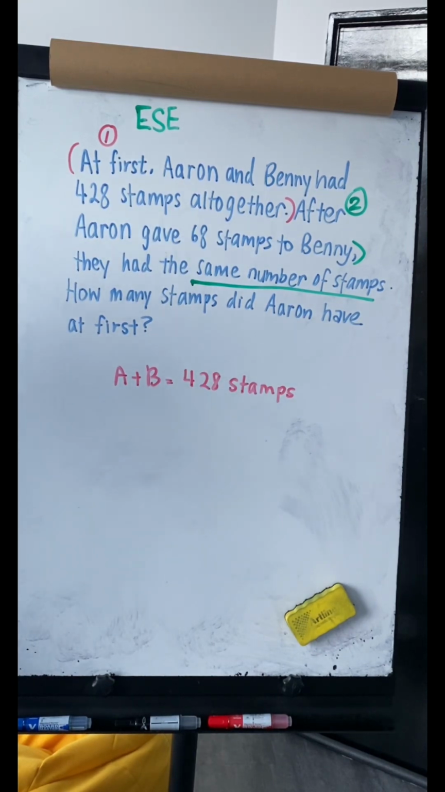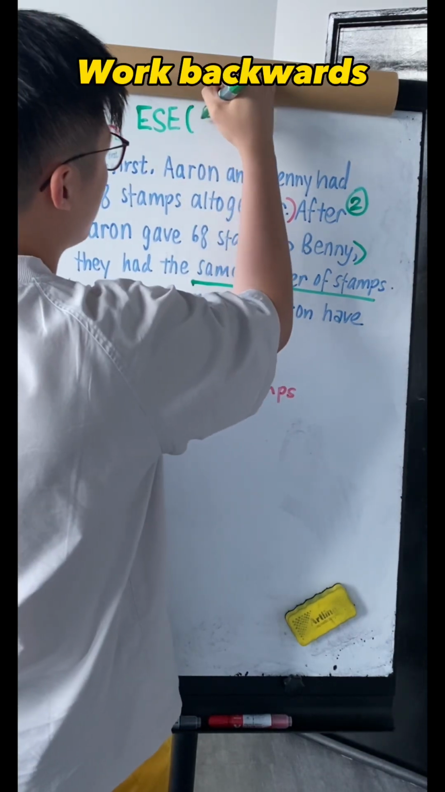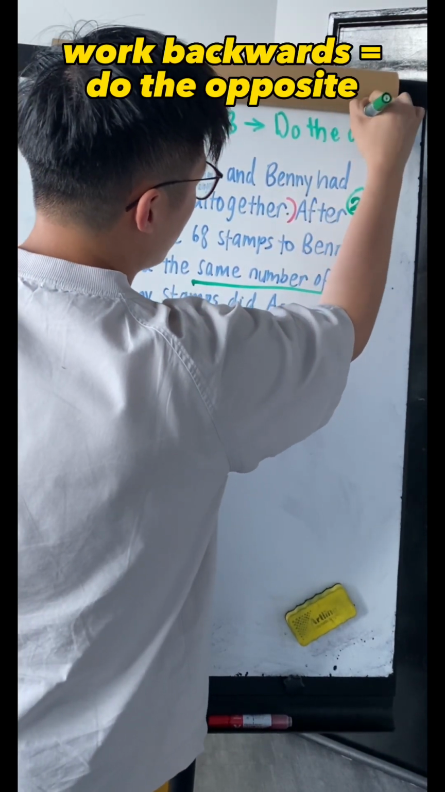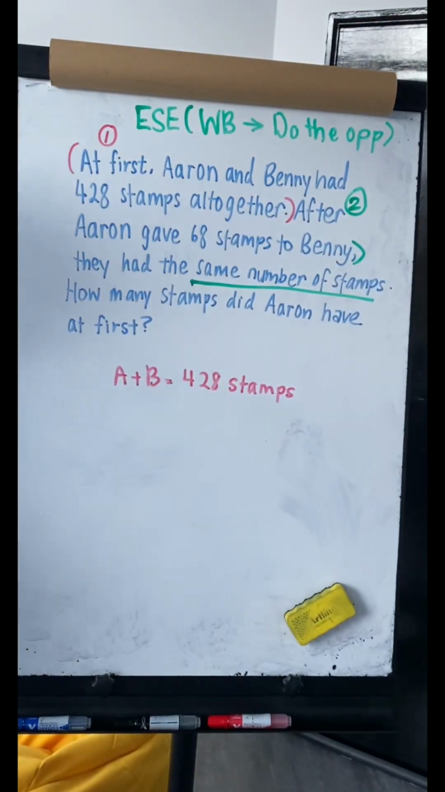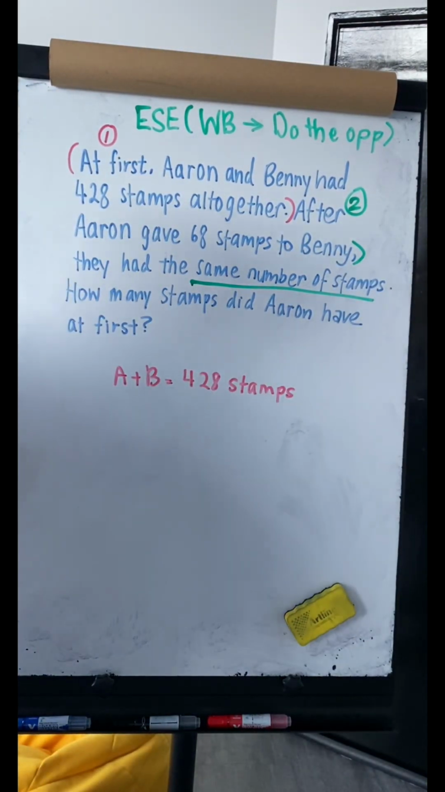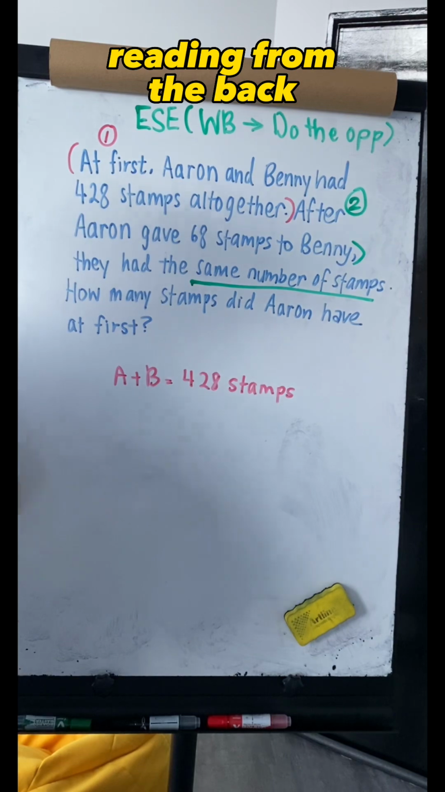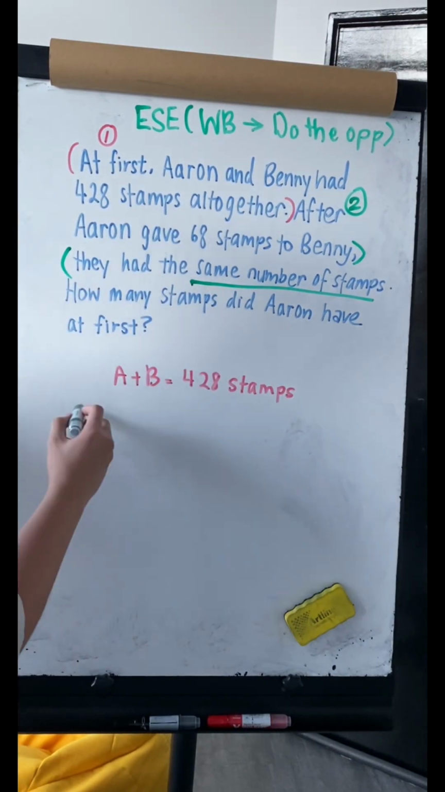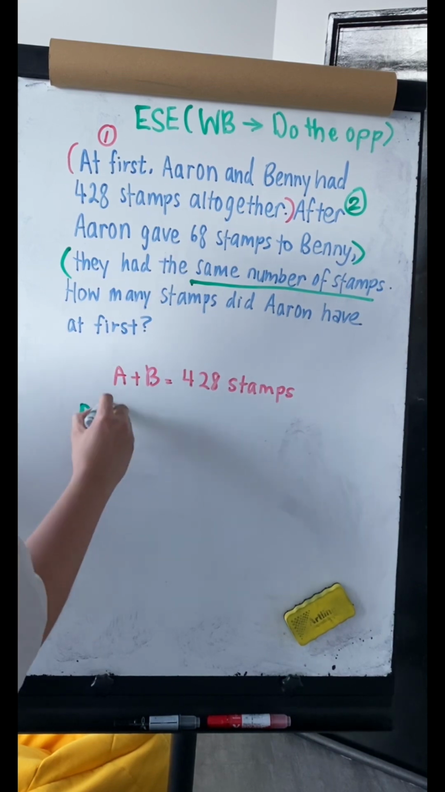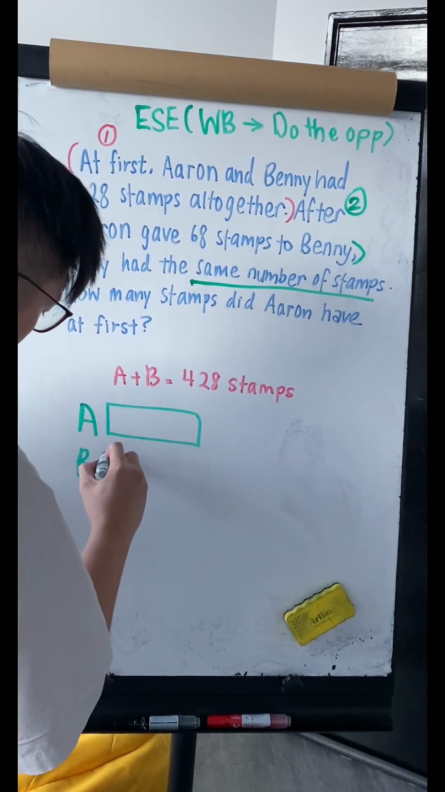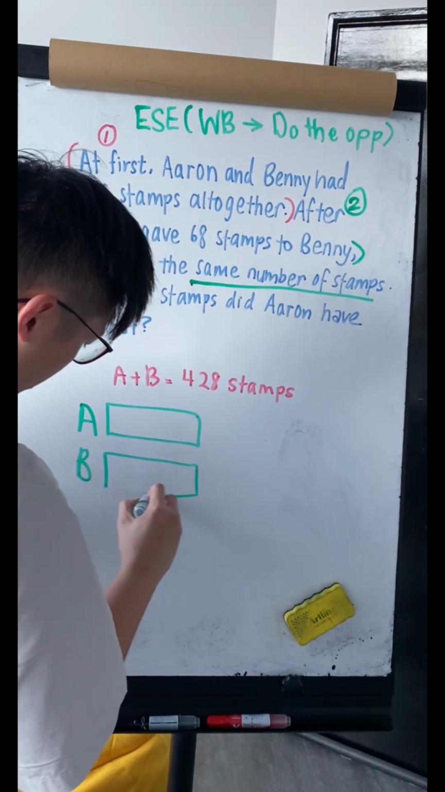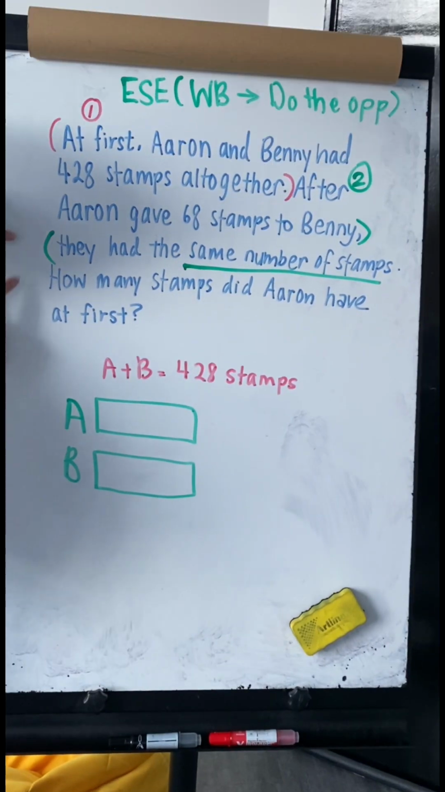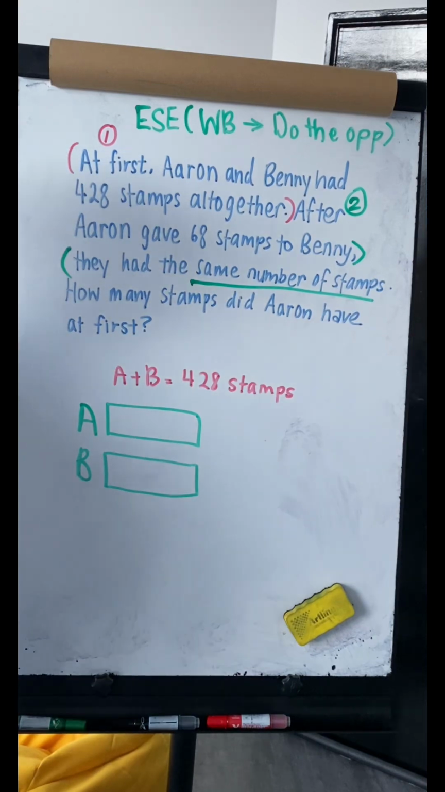Whenever it is equal stage ending, I always have to work backwards. Work backwards means to do the opposite. I repeat that again: to work backwards means to do the opposite. Am I making sense here? So let's start. I'm going to start reading from the back, from here. They had the same number of stamps. So A and B had the same number, so I'm going to make sure that my model bar will look the same. This model bar is from here. Can you see it?